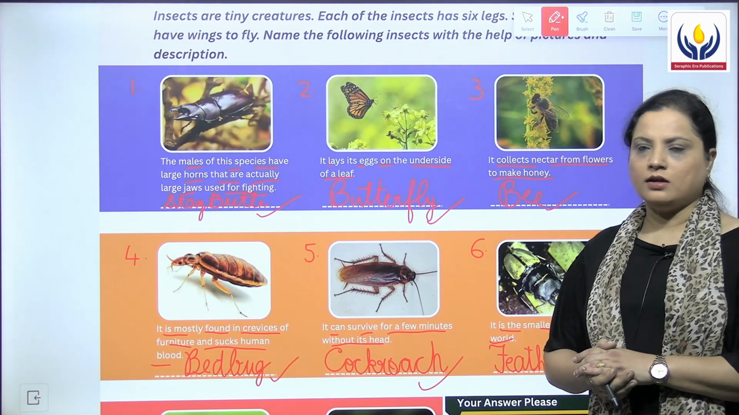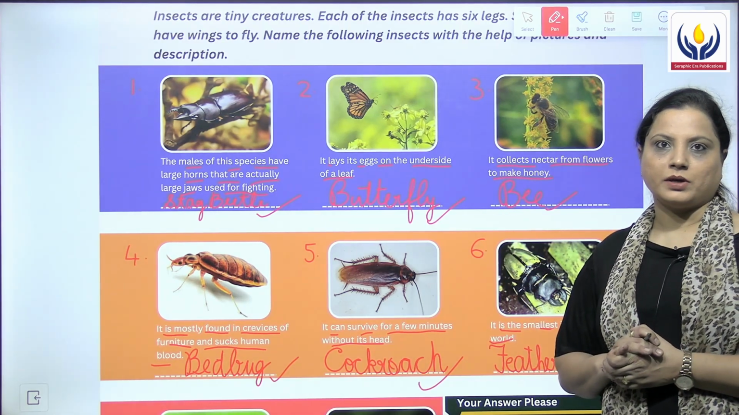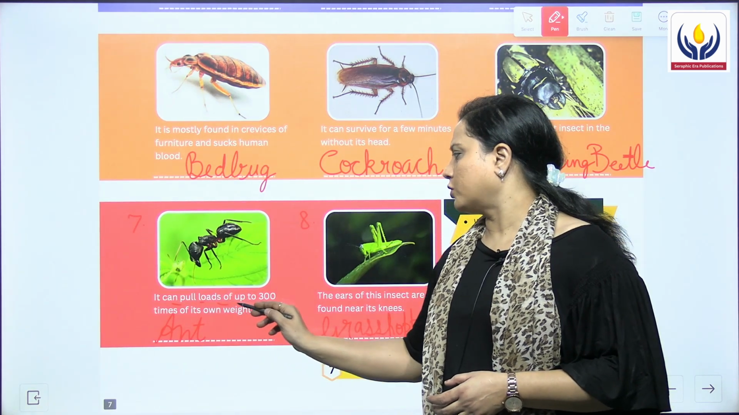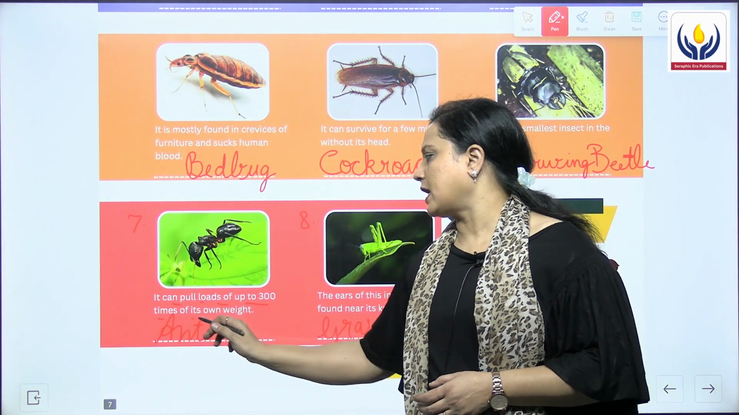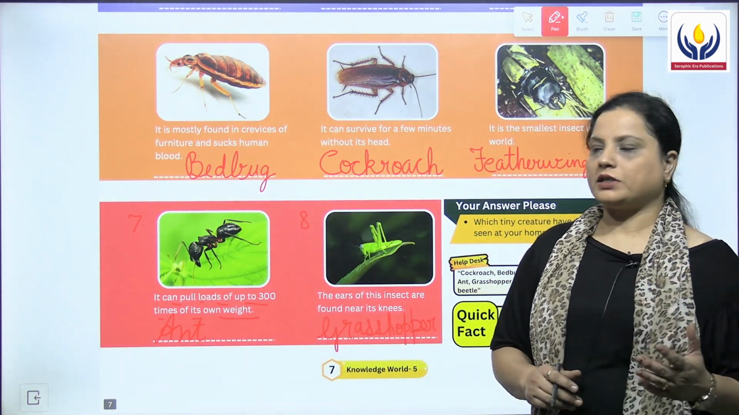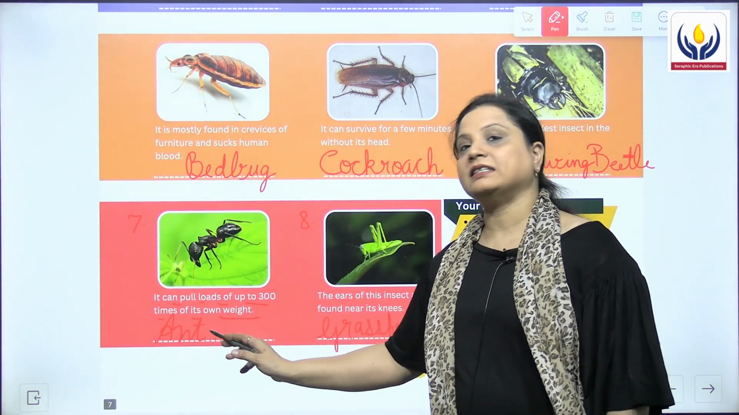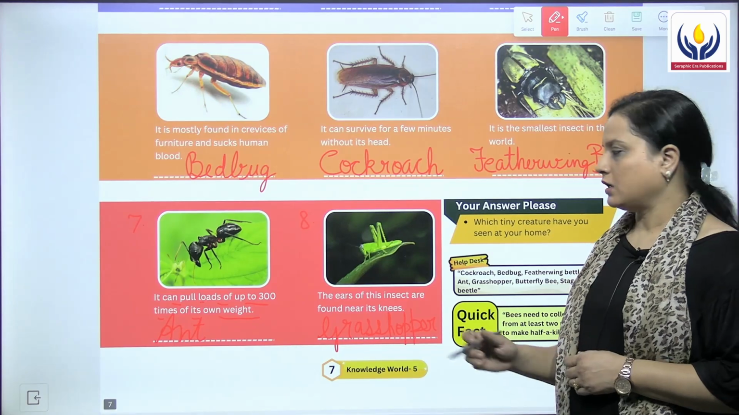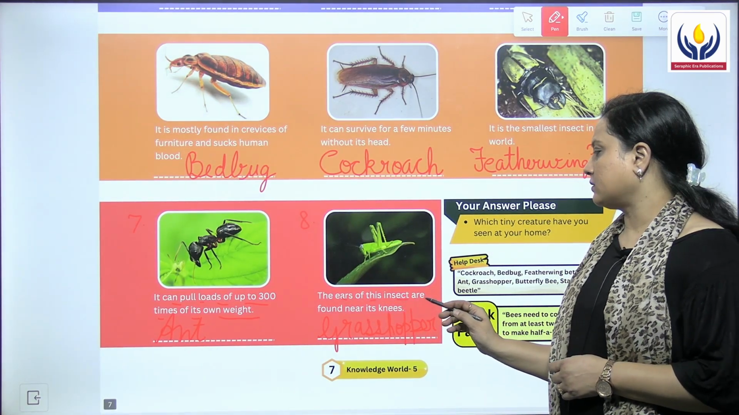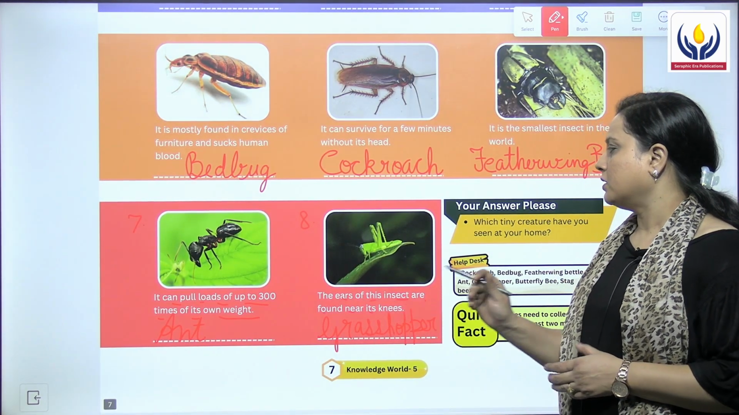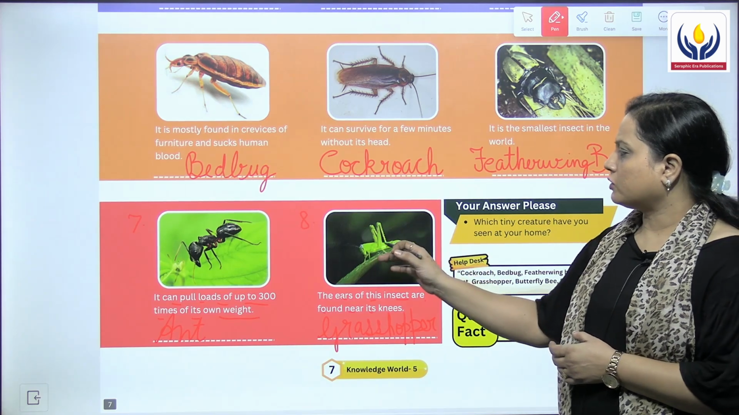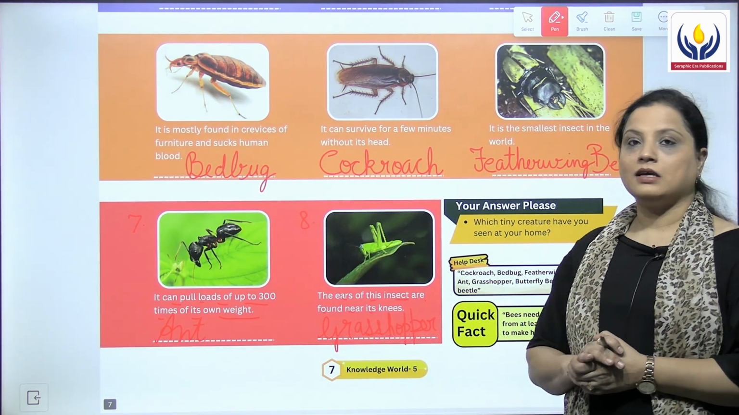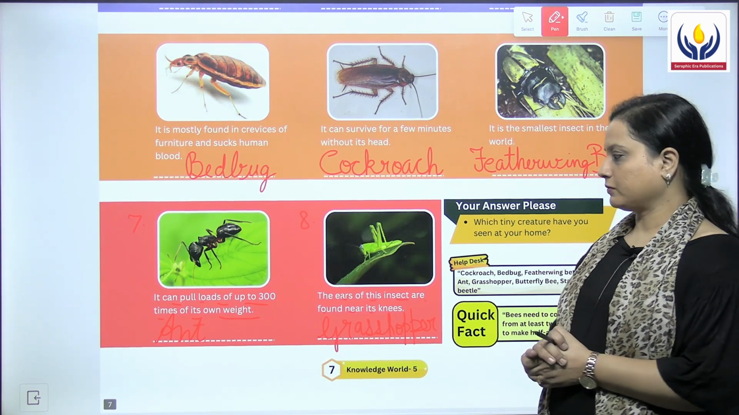Let's now move to the seventh and the eighth image. The seventh image says that it can pull loads of up to 300 times its own weight, and the answer is ant. Then the last one is the ears of this insect are found near its knees. So the ears of the insects are where? Near its knees, and the answer is grasshopper.